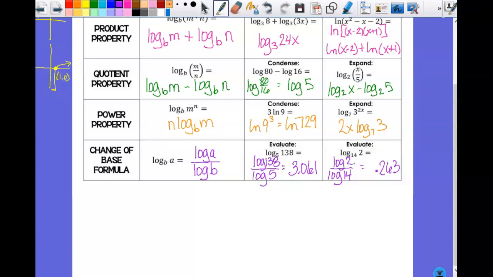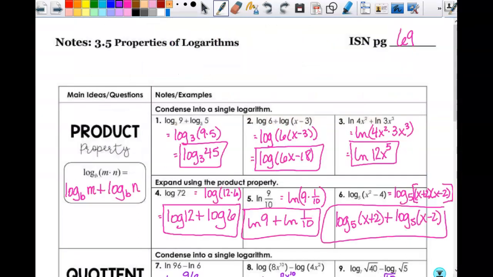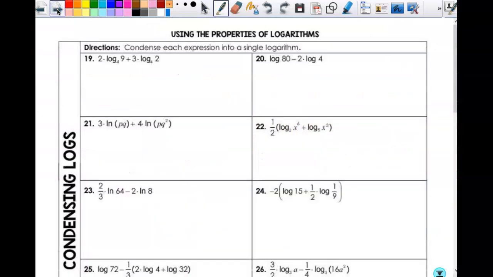Anything? Yes. All right, so let's go back to the other piece of paper. You can keep that reference handy, so if you need your properties, they're right there. You don't have to flip back and forth. So we're going to condense each expression into a single logarithm. Now I'm going to skip some steps here because I think you should be able to do that at this point, because you can think about it before you just jump in and start writing stuff down.